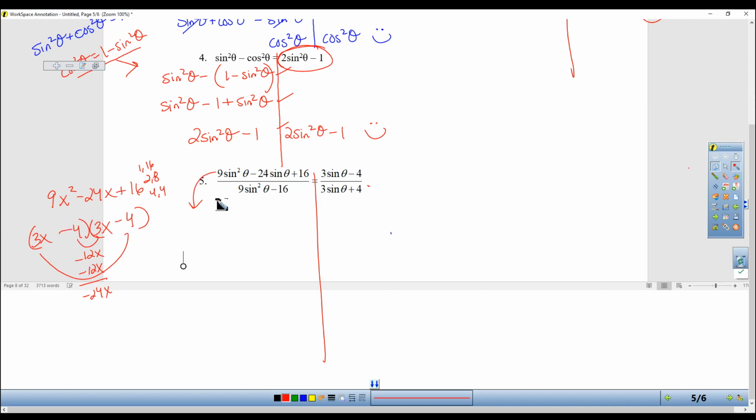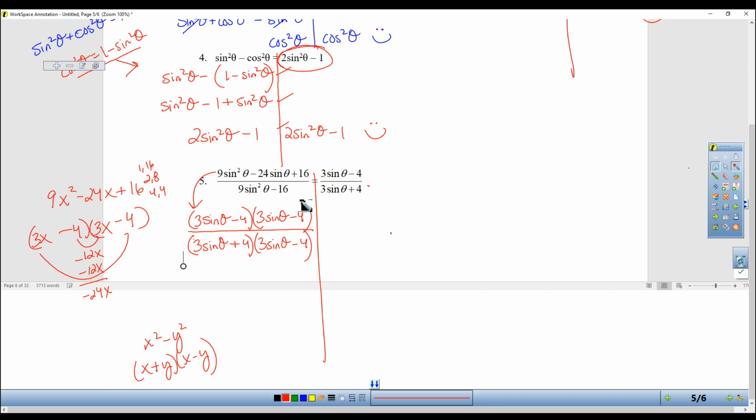So literally this numerator is 3 sine of theta minus 4 times 3 sine of theta minus 4. If you can, you should stop this video and see if you can factor that denominator. Because the inners and outers canceled, it must be 3 sine theta plus 4 times 3 sine theta minus 4, just like x squared minus y squared factors to x plus y, x minus y, when there's no middle term.